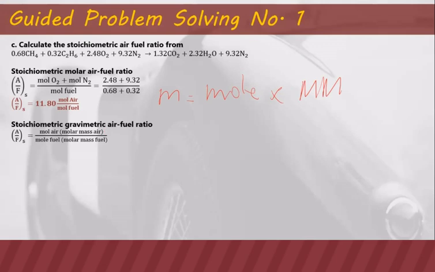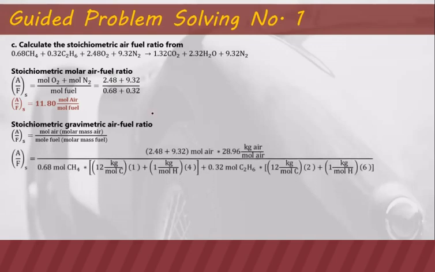Then we will have to determine the number of moles and the molar mass for air and for our fuel. From our equation, our number of moles of air is 2.48 plus 9.32, that's from oxygen and from nitrogen. That's why we have 2.48 plus 9.32 moles of air. And then we know that the molar mass of air is 28.96 kilogram air per mole of air.